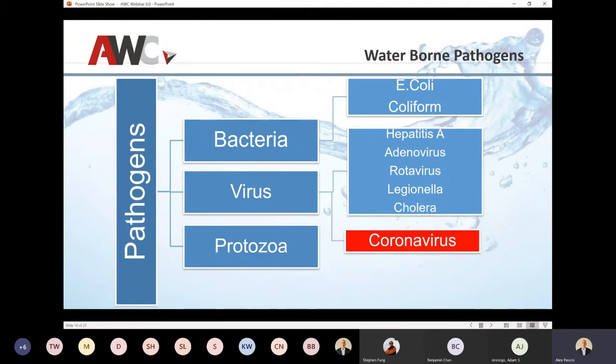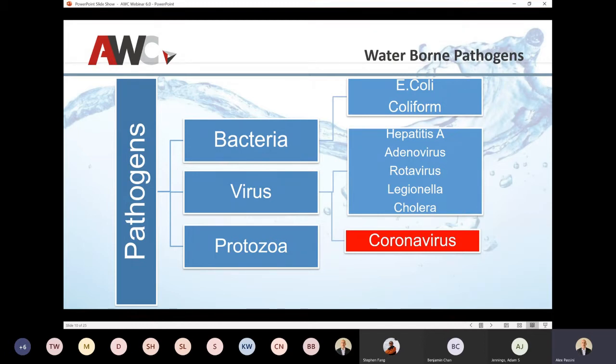Of course, we can't talk about viruses without mentioning coronavirus. While UV disinfection will work for coronavirus, or COVID-19, interestingly enough, the coronavirus does not last very long in water.